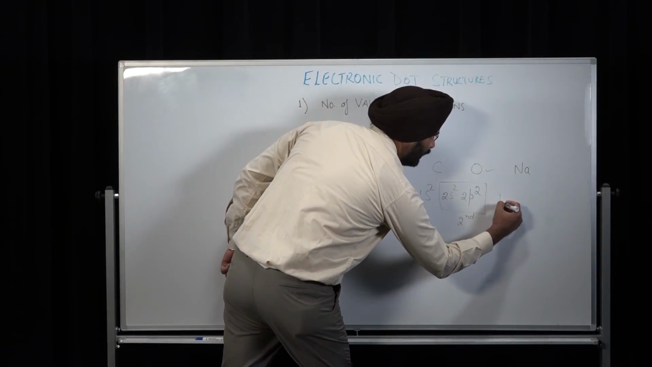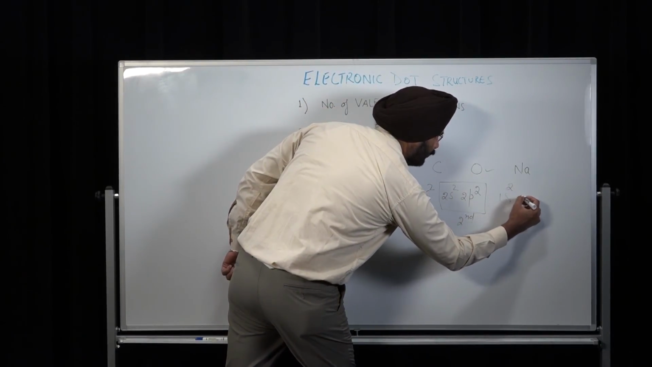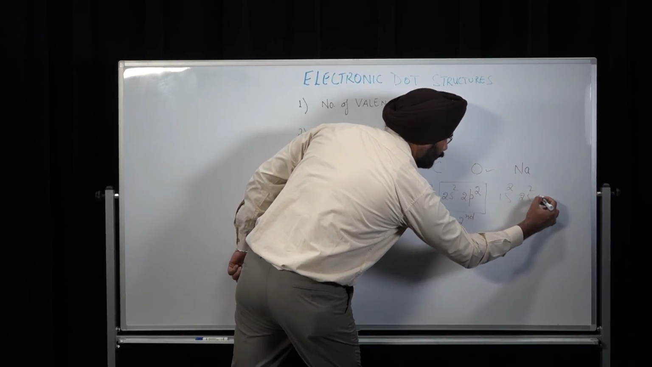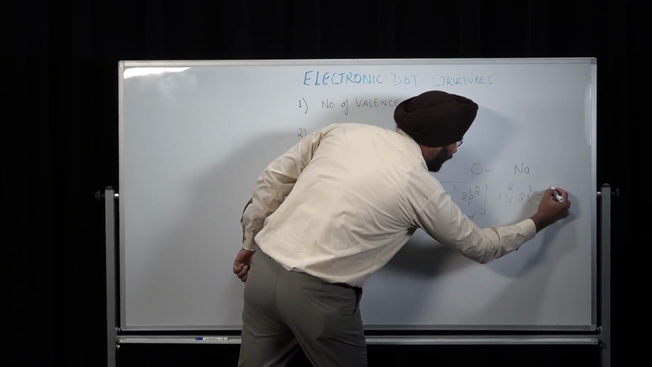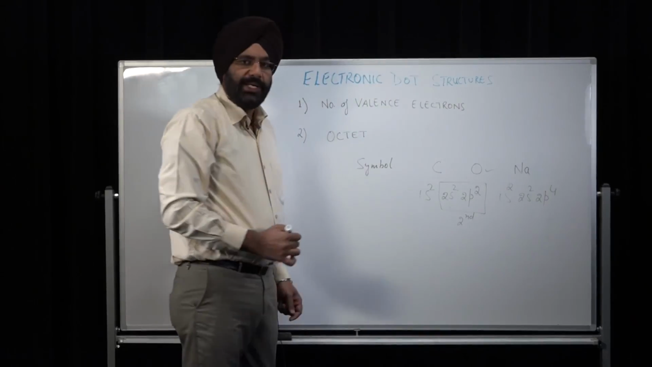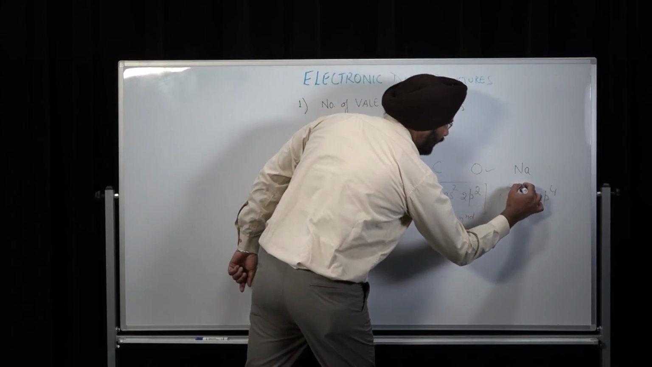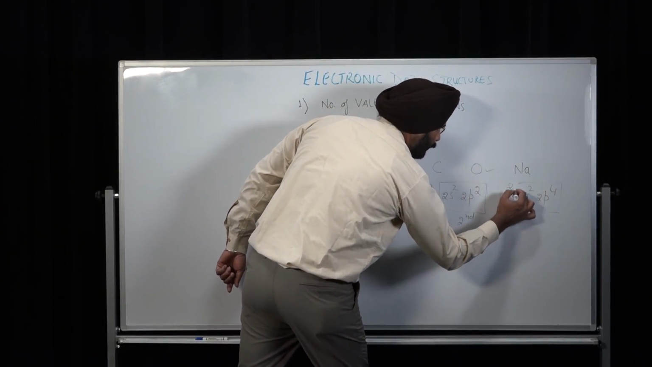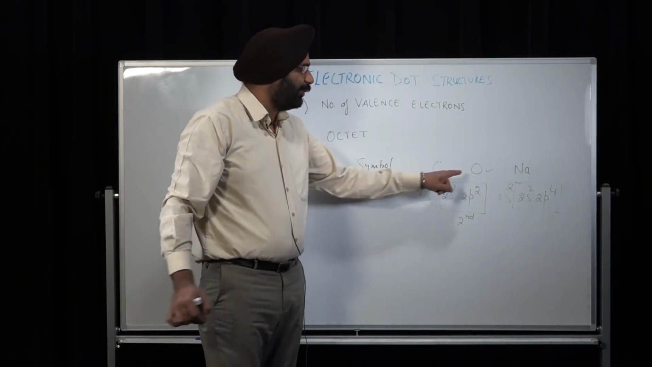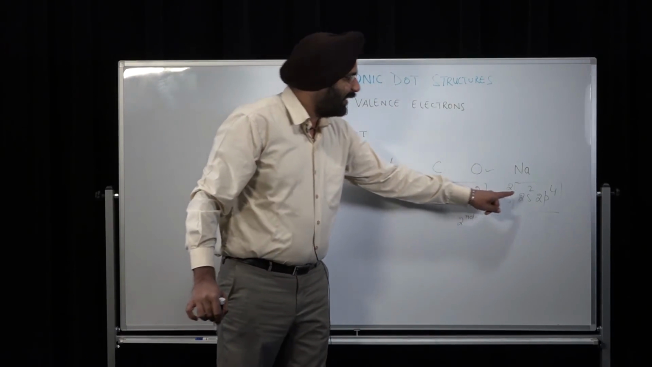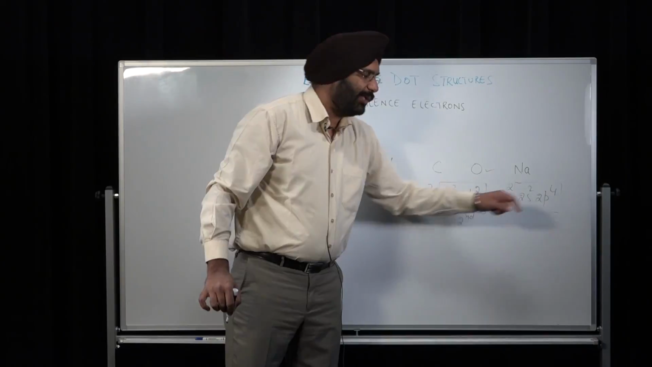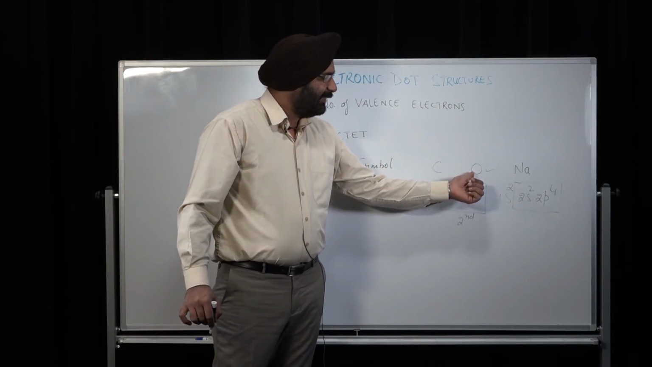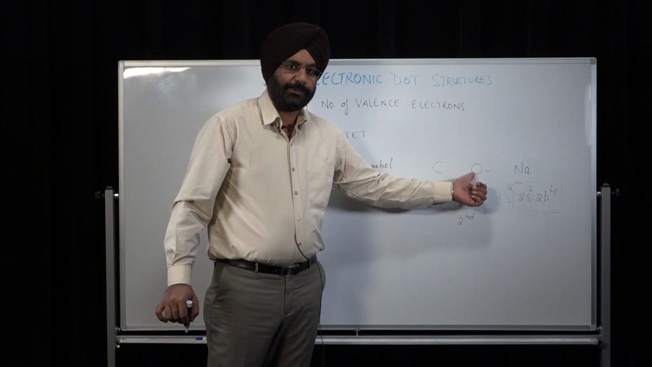The electronic configuration for oxygen is 1s2, 2s2, 2p4. And again, if you see in the second shell, which is the outermost shell for oxygen, there are 6 electrons. So that means oxygen has 6 valence electrons.